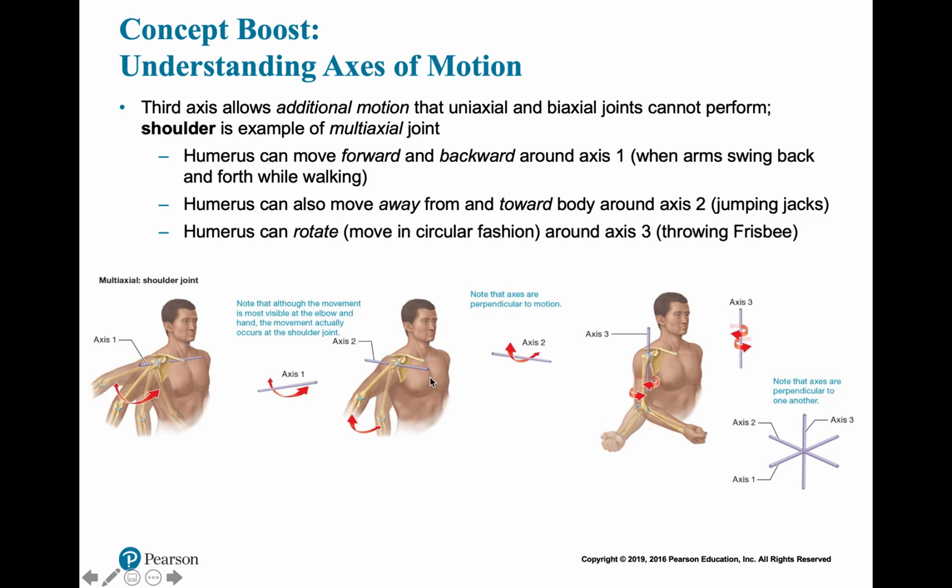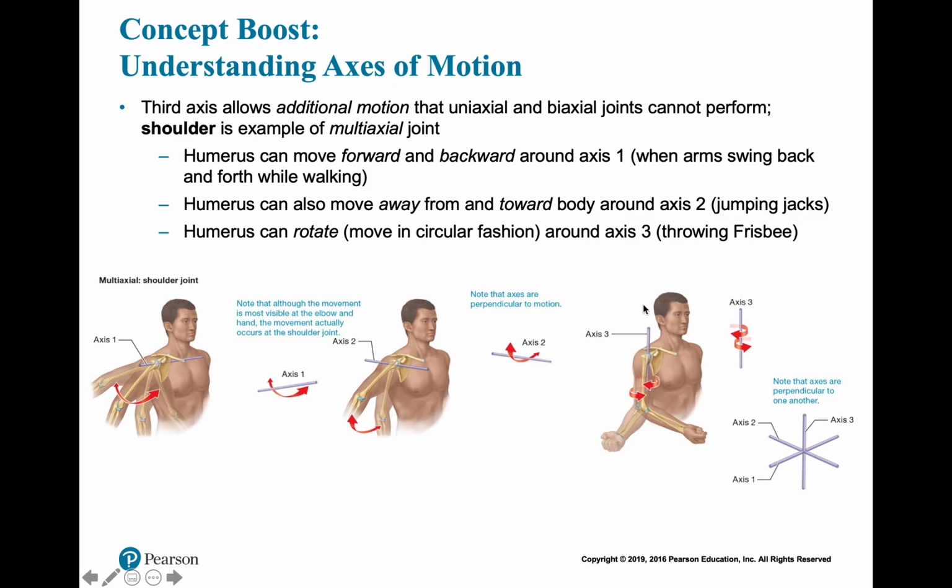Now, there's a second axis. This would be going into and out of the shoulder, so running in this direction, all right? And so movement around this axis is going to allow abduction, so moving the arm further away from the midline of the body, and adduction, bringing the arm back towards the midline. So away and back to. Abduction, adduction, right?